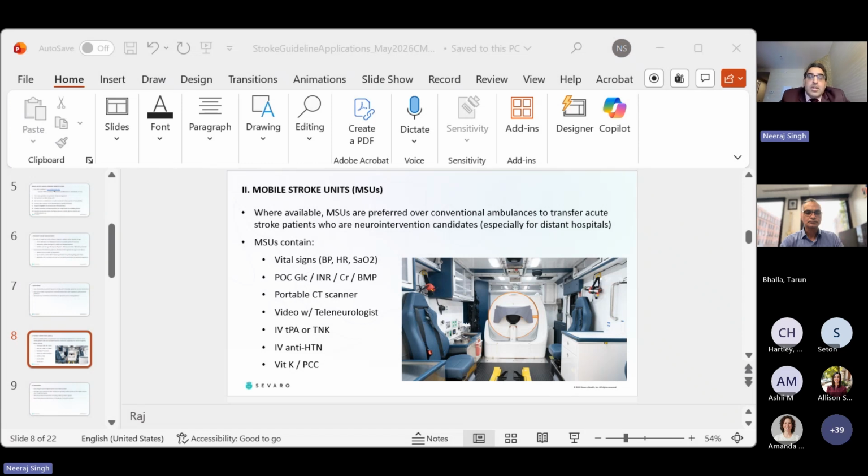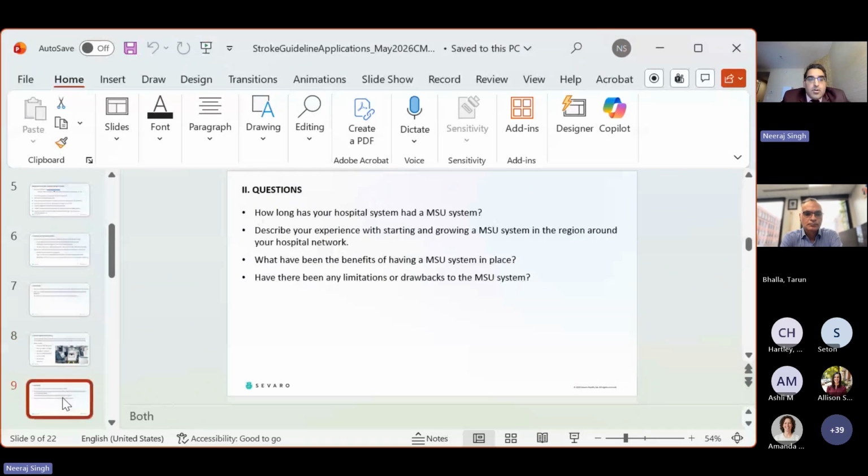So Dr. Bhalla, I want to ask you if you can go into more information about your facility's stroke program, in particular. How long have you had a mobile stroke unit system, and what has your experience been with starting and growing that system at your facility?